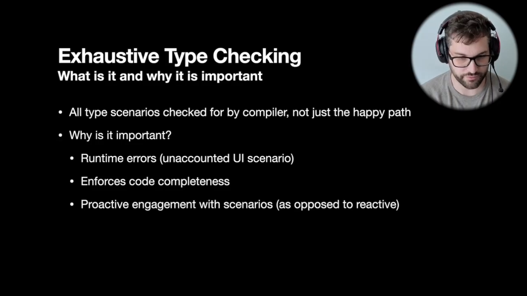Let's get into exhaustive type checking, what it is, and why it's important. Exhaustive type checking is when the compiler forces all scenarios to be checked, not just the happy path. And why is that important?